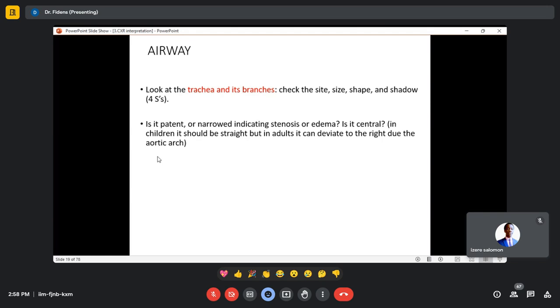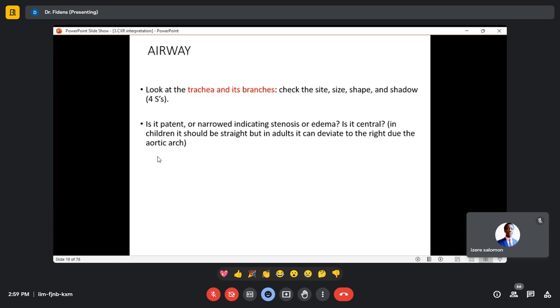Those four S's are the site, meaning the location, the size, the shape, and the shadow, meaning the opacity. Please remember, if you are looking at the heart, check the site of the heart, check the size, check the shape, and check if there is any abnormal opacity or not. If you are looking at lungs, check the site, size, shape, and shadow, the opacity.